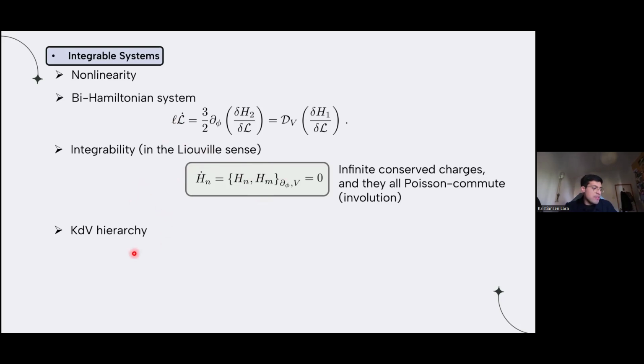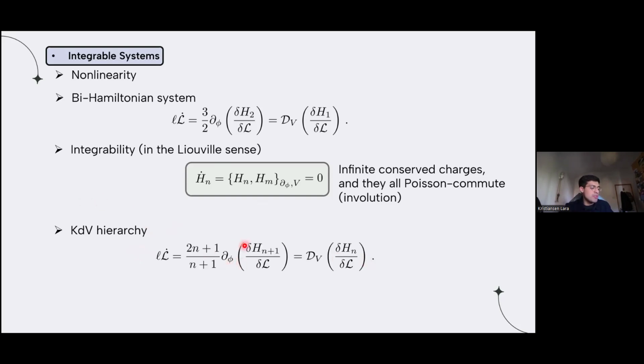So regarding the KdV hierarchy, at this moment we know that integrable systems are usually associated to nonlinear PDEs. Also, they can be rewritten in a Hamiltonian fashion. Of course, they are integrable, like the name says, in the Liouville sense, basically meaning that all of their conserved functionals are in involution with each other. And it is also possible to construct a hierarchy.